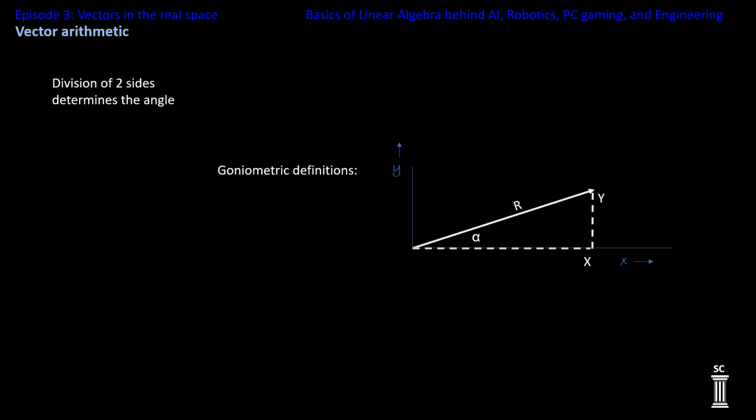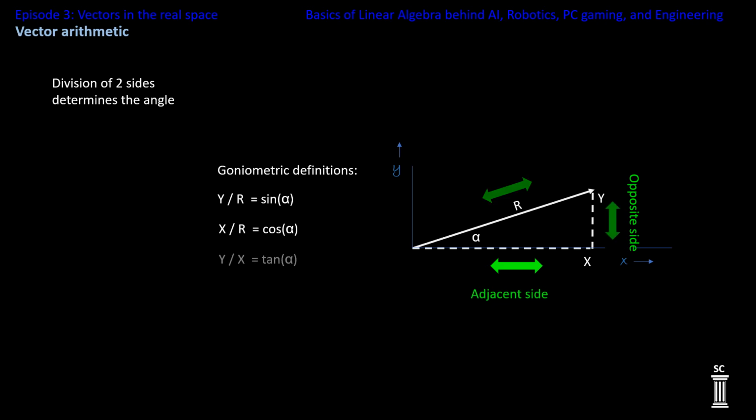Well, mathematicians in their wisdom have defined three divisions of sides. Y divided by r they call the sine. This is the opposite side of the angle divided by the length of the vector. X divided by r they call the cosine. That's the adjacent side divided by the length of the vector. And y divided by x is the tangent. All three divisions define the same angle alpha.